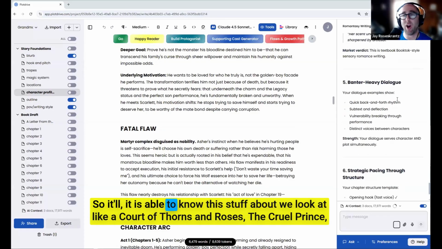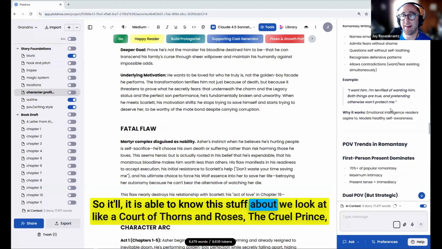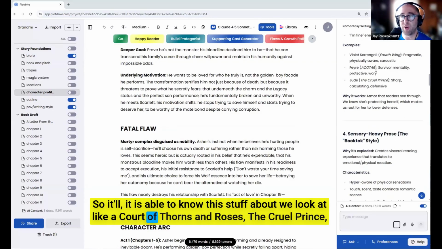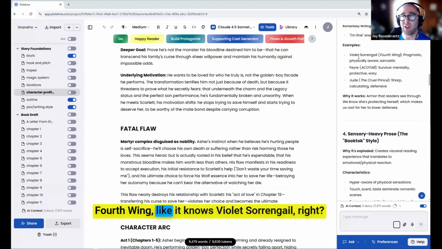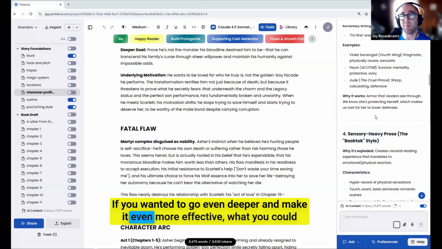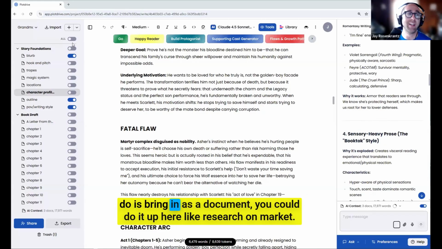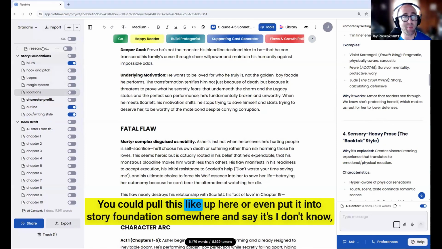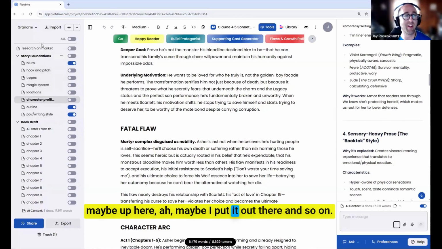So it is able to know this stuff about, if we look at A Court of Thorns and Roses, The Cruel Prince, Fourth Wing, it knows Violet Sorrengail, right? Now, if you wanted to go even deeper and make it even more effective, what you could do is bring in as a document, you could do it up here, research on market. You could pull this up here or even put it into Story Foundation somewhere. Let's say, I don't know, maybe up here.